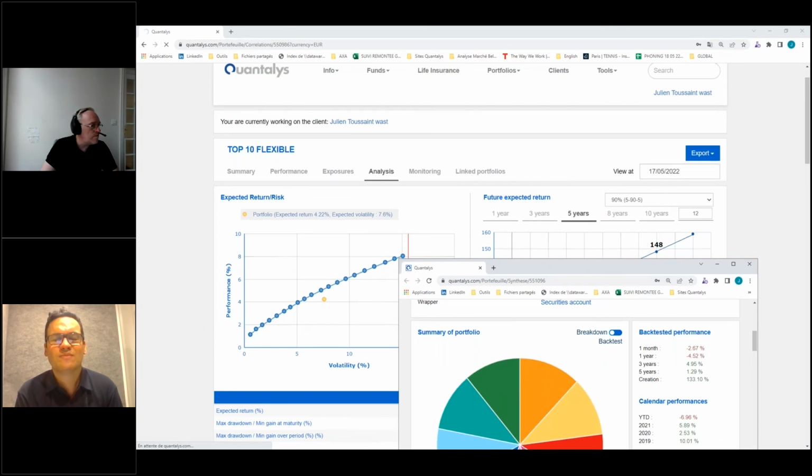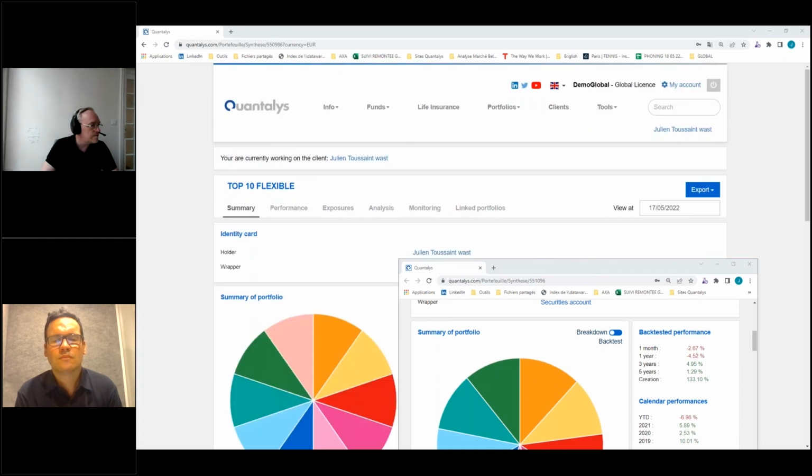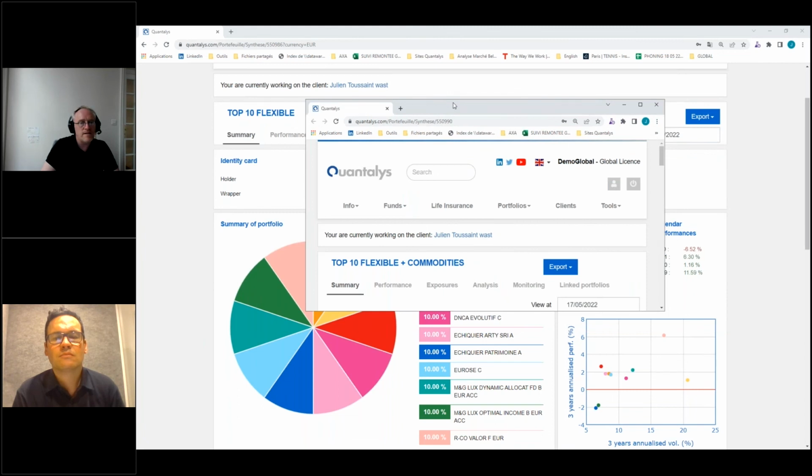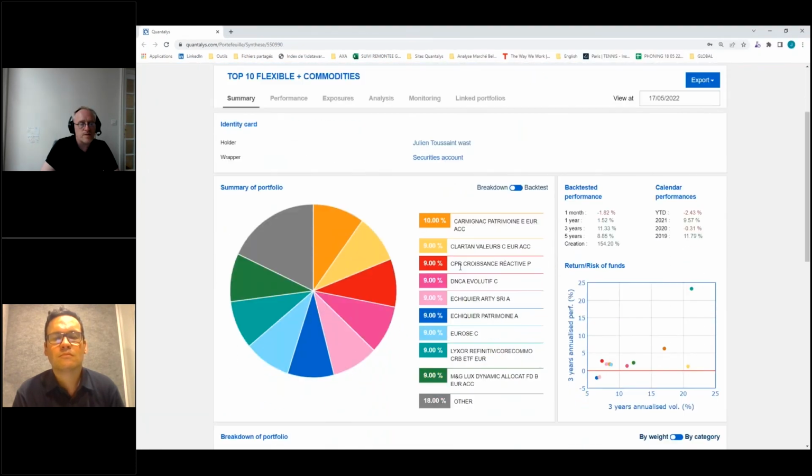And we made a third scenario in which we said to our customer, okay, right now you only have flexible funds. What if we take 10% of your portfolio and buy a commodity fund? So we did that, and we bought, which one was it? I think it was Lixor Refinitiv.